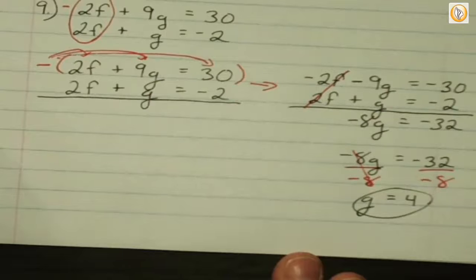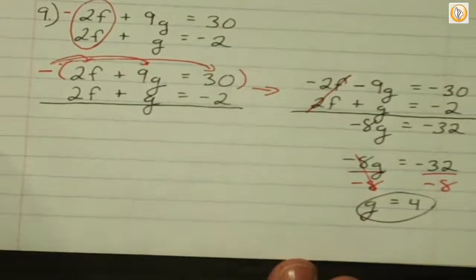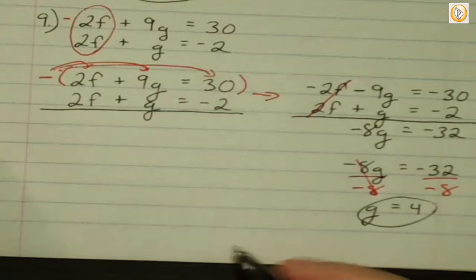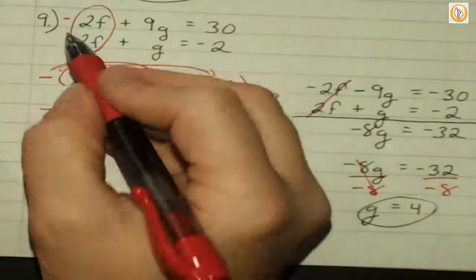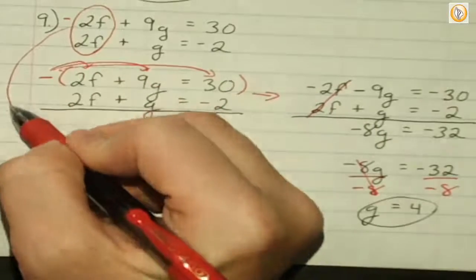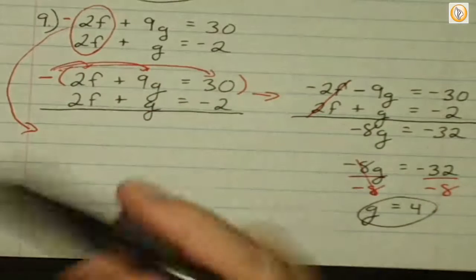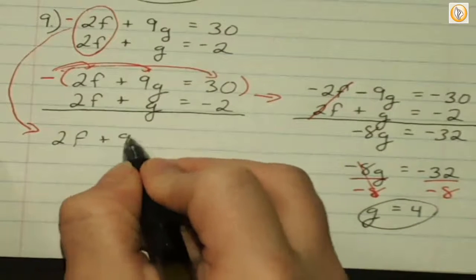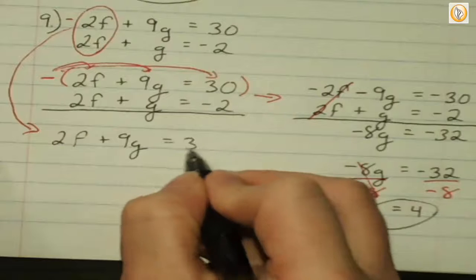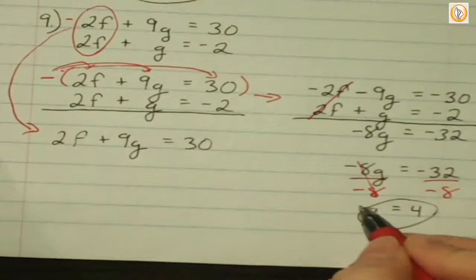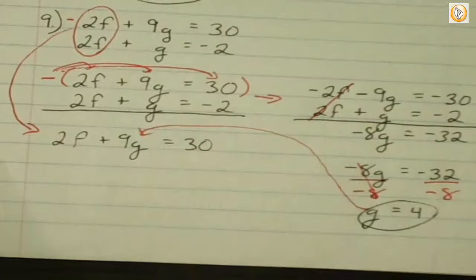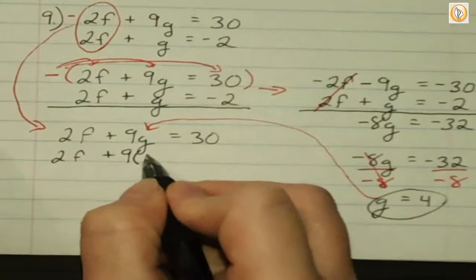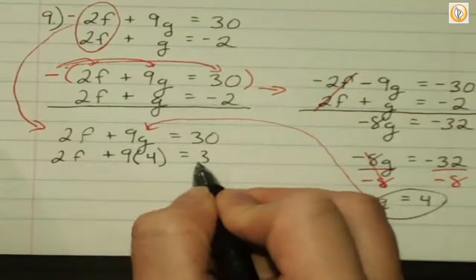So now, Michael, I'm going to substitute it. Which original equation do you want to choose? Okay, so the top one. He wants to choose the top one. 2f plus 9g equals 30. And we're going to substitute that 4 into that g. So I have 2f plus 9 times 4 equals 30.